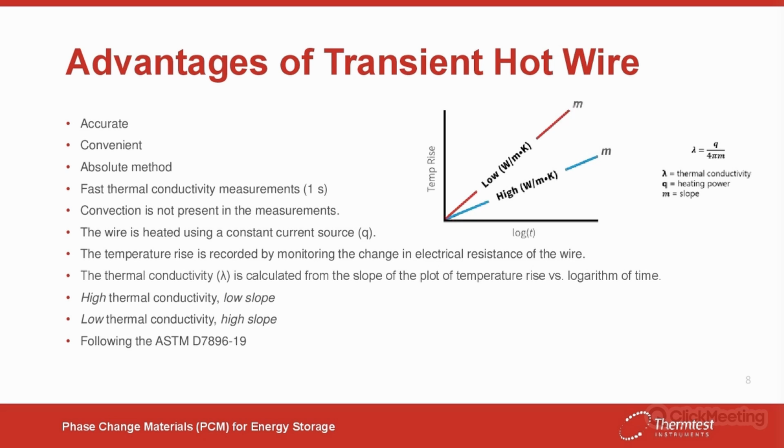The measurements are really fast, only 1 second, and the wire is heated using constant current, and from the temperature rise of the wire we can calculate the change of the electrical resistance of the wire and calculate the thermal conductivity. Which means, because we calculate the thermal conductivity from the slope of the straight line, the higher the thermal conductivity, the lower the slope; the higher the slope, the lower the thermal conductivity of the fluid. And of course it's following the ASTM standard D7896.